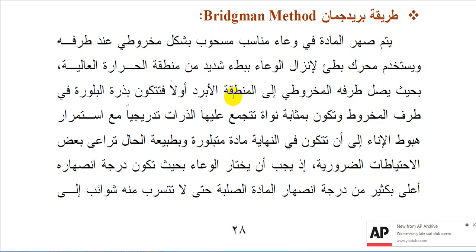reaching the conical side into the colder zone, first forming the seed crystal at the tip of the conic section, يعني في طرف المقطع المخروطي, وتكون بمثابة نواة تتجمع عليها الذرات تدريجيا, and it will be a nucleus at which the atoms gradually accumulate, with the continuity of the vessel motion till we get, in the end, a very crystallized mass.